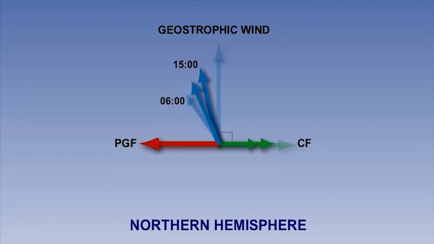From 0600 onwards, the surface wind will increase in strength and move towards the 1500 position. But after 1500 hours, the wind will slowly return and move towards the 0600 position. The southern hemisphere images can be seen if you click on the button.